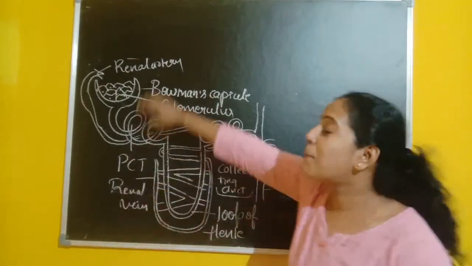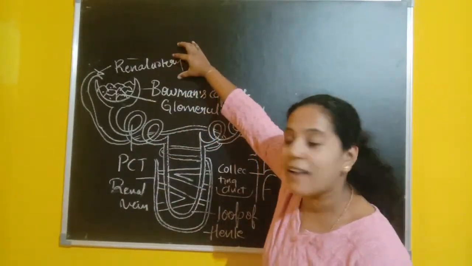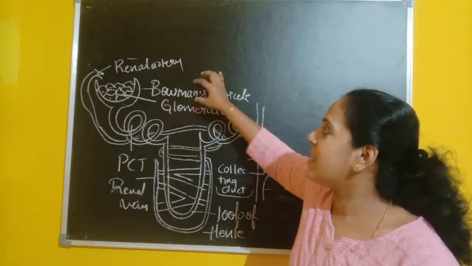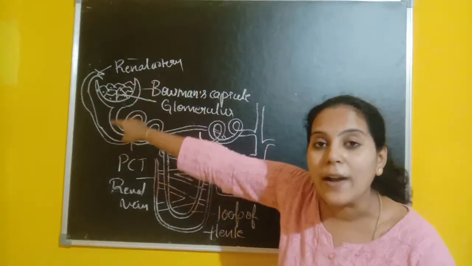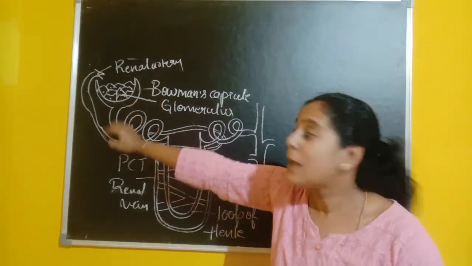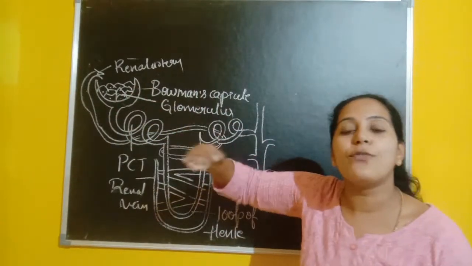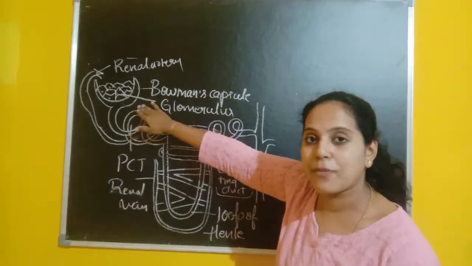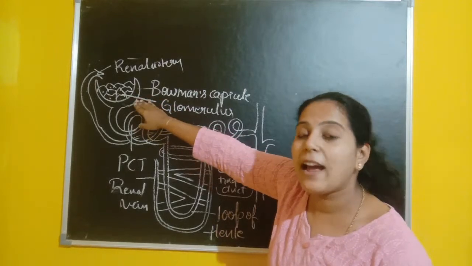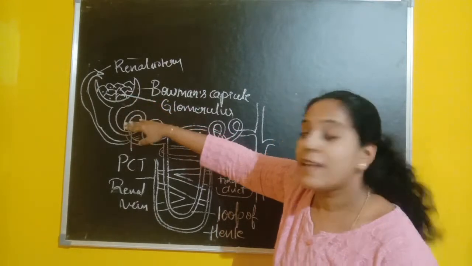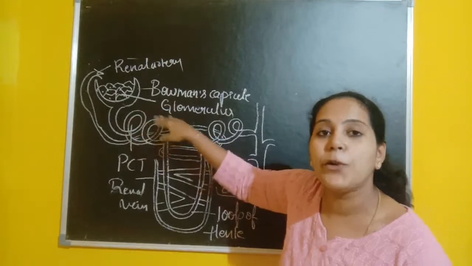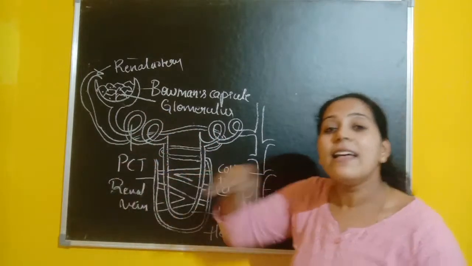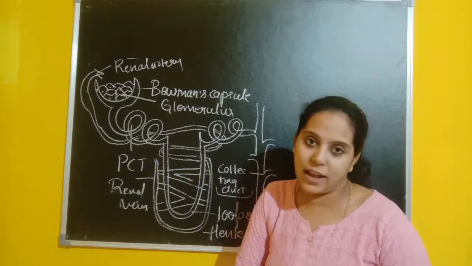Okay? See, the blood from the renal artery enters the Bowman's capsule. Bowman's capsule contains the glomerulus, which are the thinnest blood capillaries. Here, the filtration of the blood takes place. The blood which gets filtered is then passed to the PCT, the proximal convoluted tubule. In the proximal convoluted tubule, selective reabsorption happens.